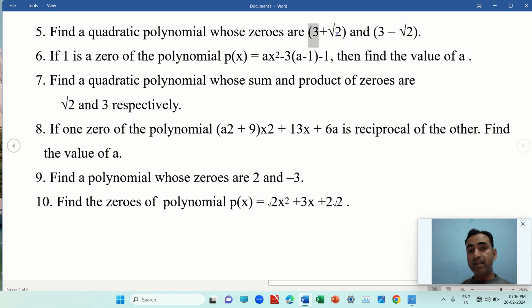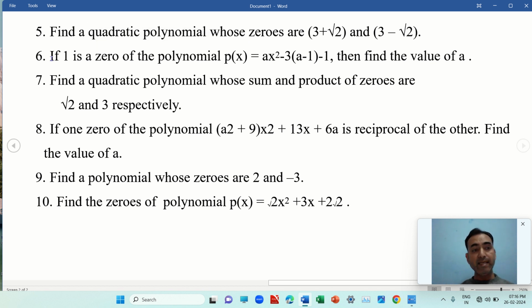And when you multiply this using the identity a square minus b square equals (a plus b)(a minus b), you will get 3 square minus root 2 square. And when you solve this, you will get 9 minus 2, which is 7. So when you get alpha plus beta and alpha beta as numbers, you will again use the formula p(x) equals k[x square minus (alpha plus beta)x plus alpha beta], and when you put the values of alpha plus beta and alpha beta in this formula, you will get the new polynomial.